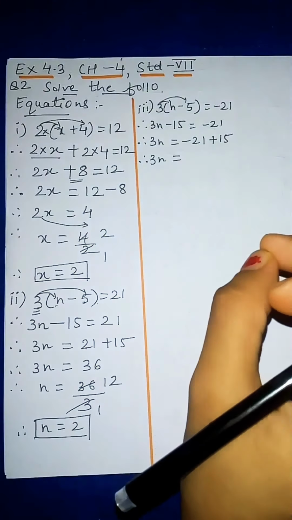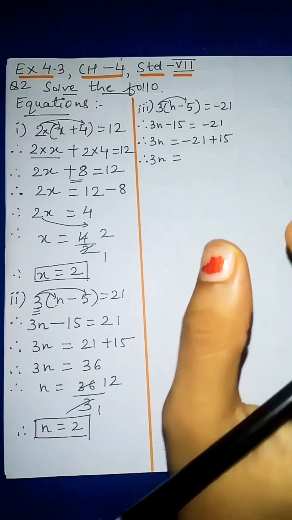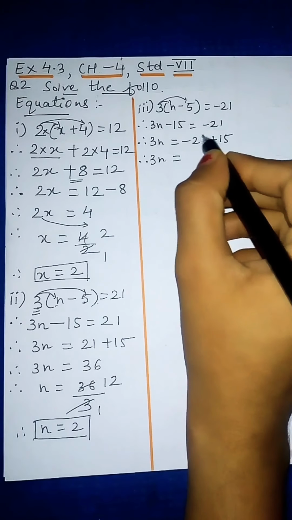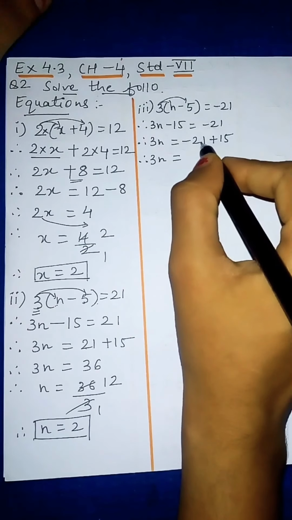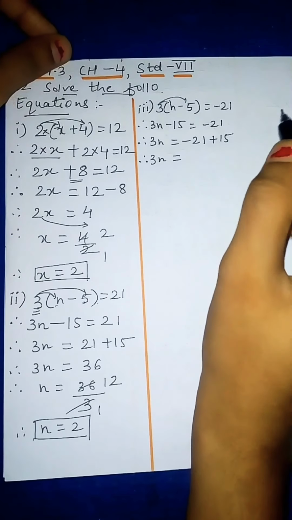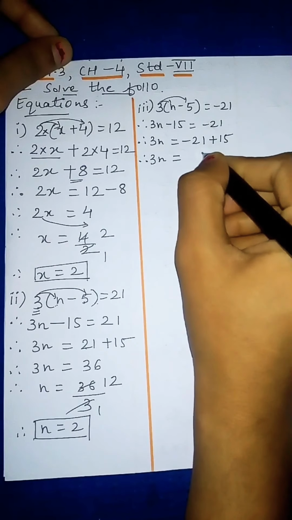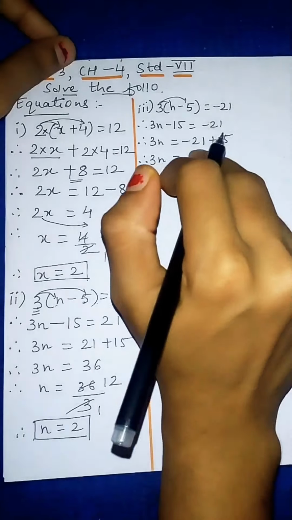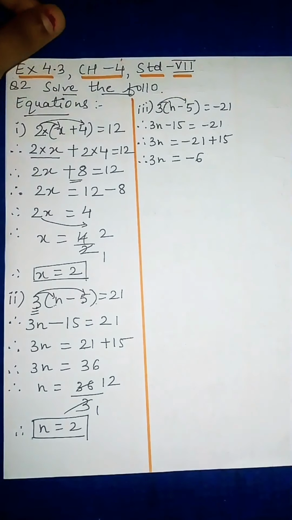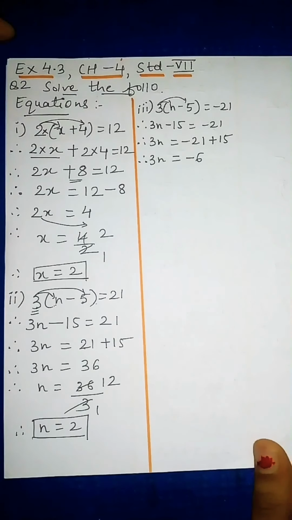We have seen addition and subtraction of integers. Okay. So one number is negative, another number is positive. So we will do minus. So 21 minus 15 will be 6. And we will put the sign of the greater number. So the greater number is 21. So minus 6. So this will be our answer.